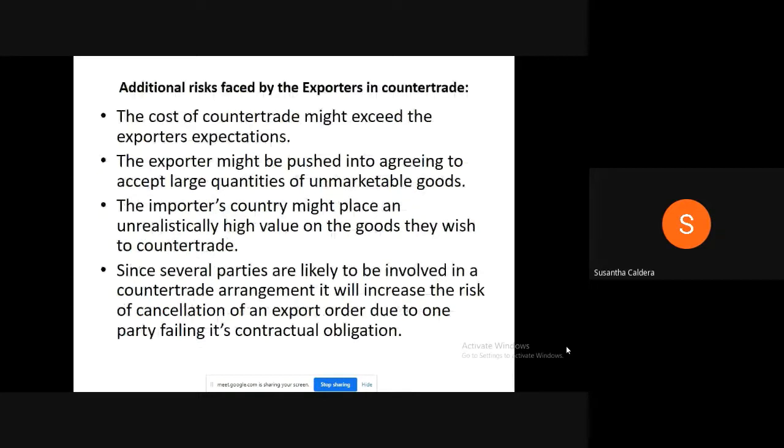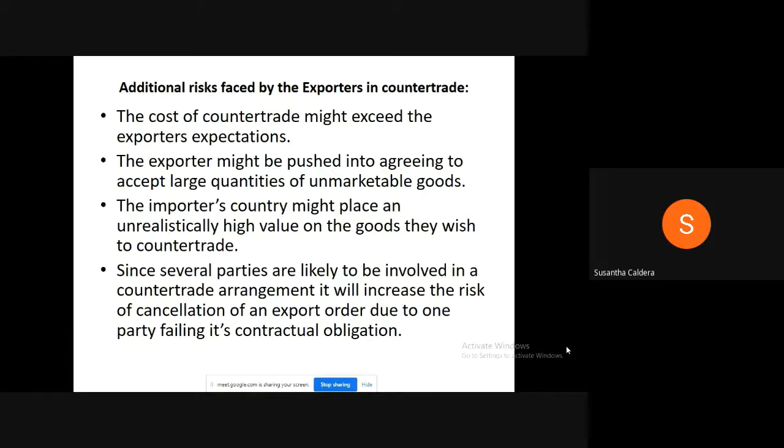Okay. Additional risk faced by the exporters in counter trade. The cost of counter trade might exceed the exporters' expectations. The exporter might be pushed into agreeing to accept large quantities of unmarketable goods. This happened. The most powerful person will be the guy who is dictating terms, right?